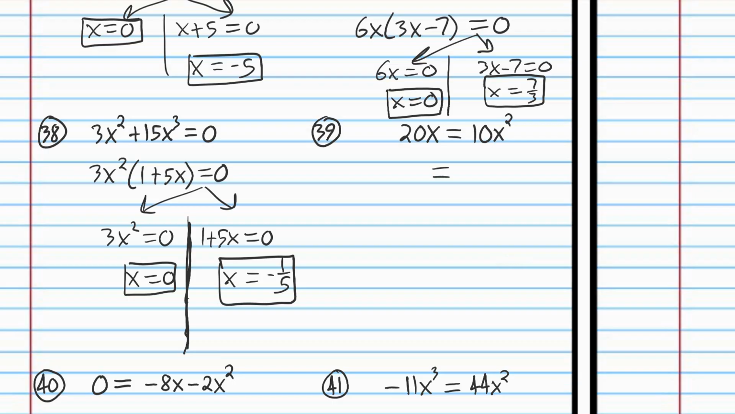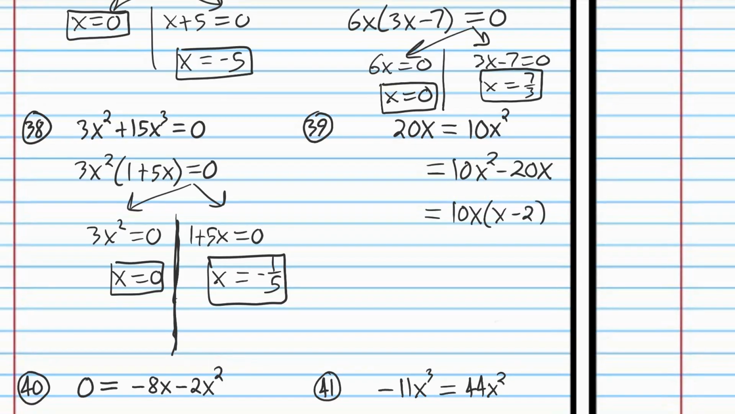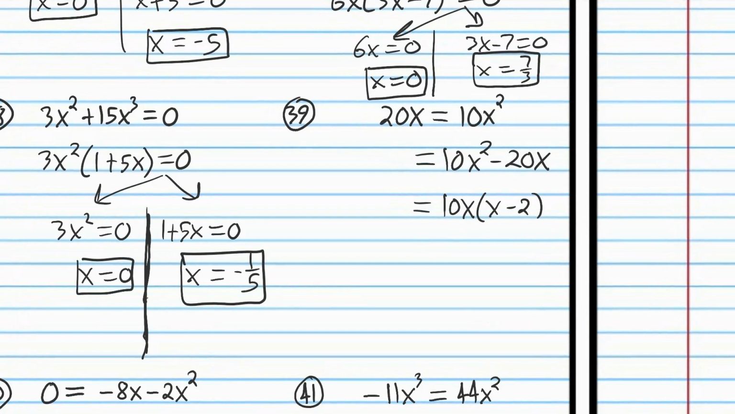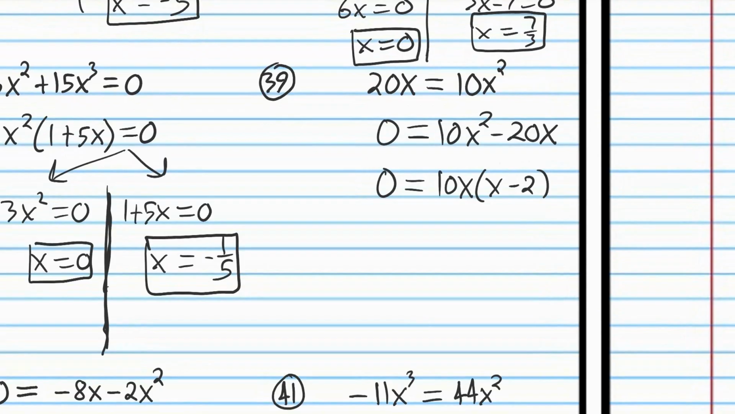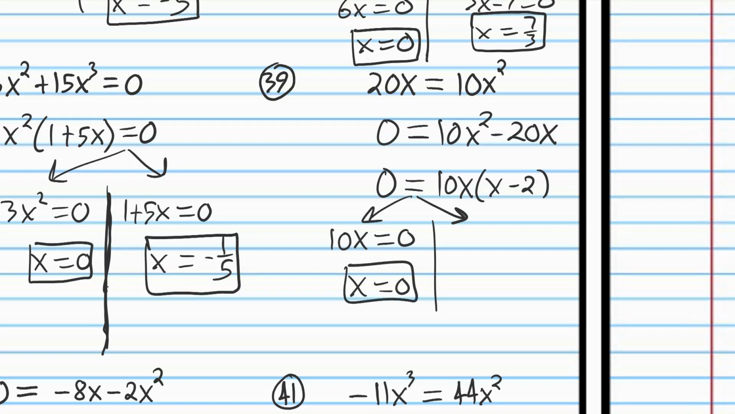All right, we're back. So I'm going to subtract 20x from both sides. And then I'm going to factor out 10x. Oh, whoops, I forgot to put my 0. Don't forget to put your zeros. That was a bad mistake that I just made, because a lot of students like to do that. 10x equals 0, x equals 0, so that's one solution. And x minus 2 is equal to 0, x is equal to 2. So if you got x equals 0 and x equals 2, good job.